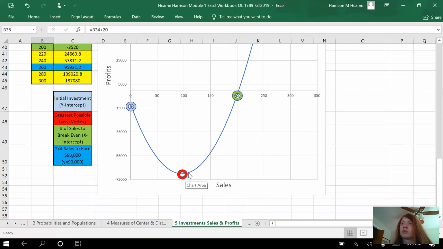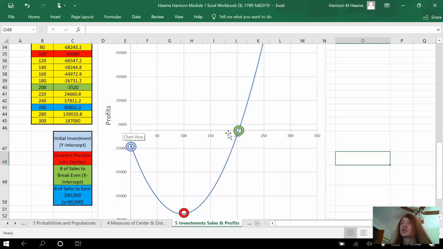And then we started to recover. Now we still haven't made it to be profitable. We still haven't overall made money on the business. But once we pass the vertex of this graph here, we are starting to make money back. Instead of losing money, we are starting to gain money, but we still haven't quite made a profit yet. It's not until we reach a little over 200 units sold that we break even.